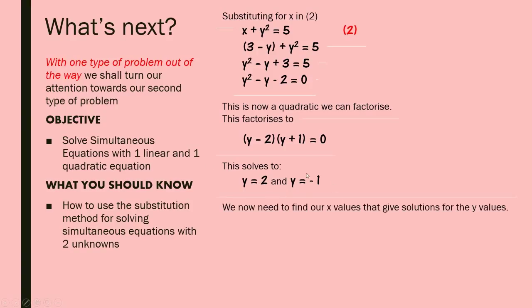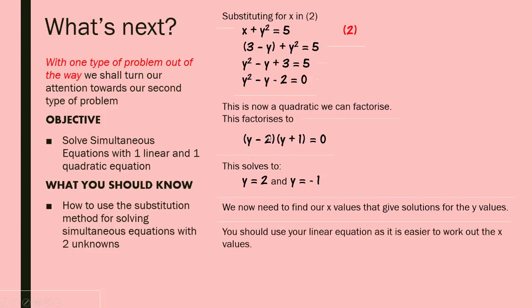Now, you'll notice that there are two solutions there. We need to find our x values that go with those y solutions. I'll take you through why there's two solutions in a second, but it is not uncommon for you to get two values for your y and two values for your x. You won't always, but it's quite common.